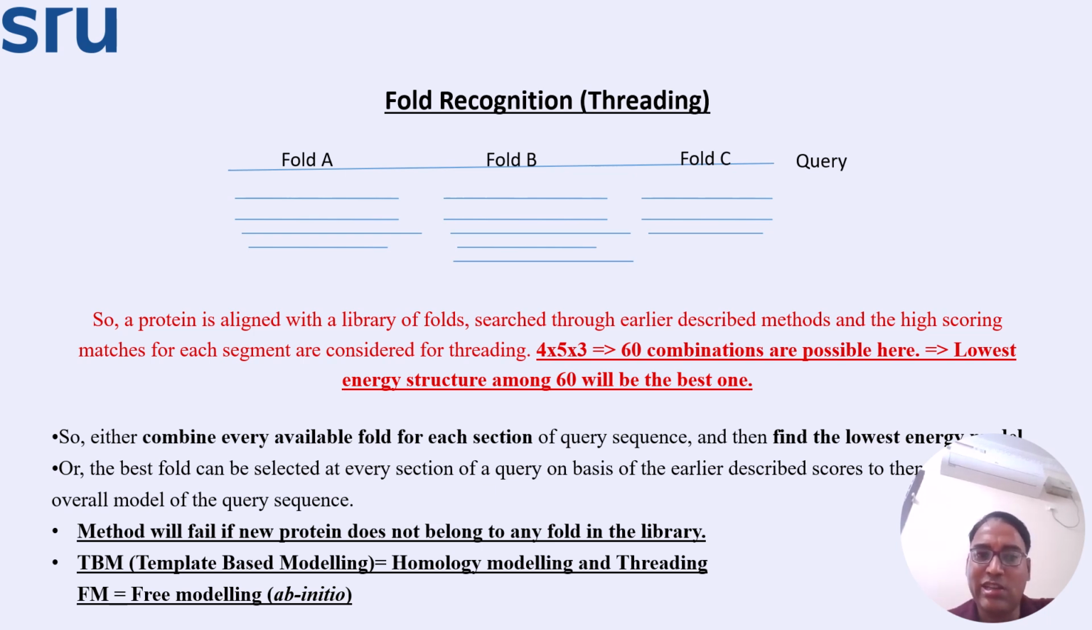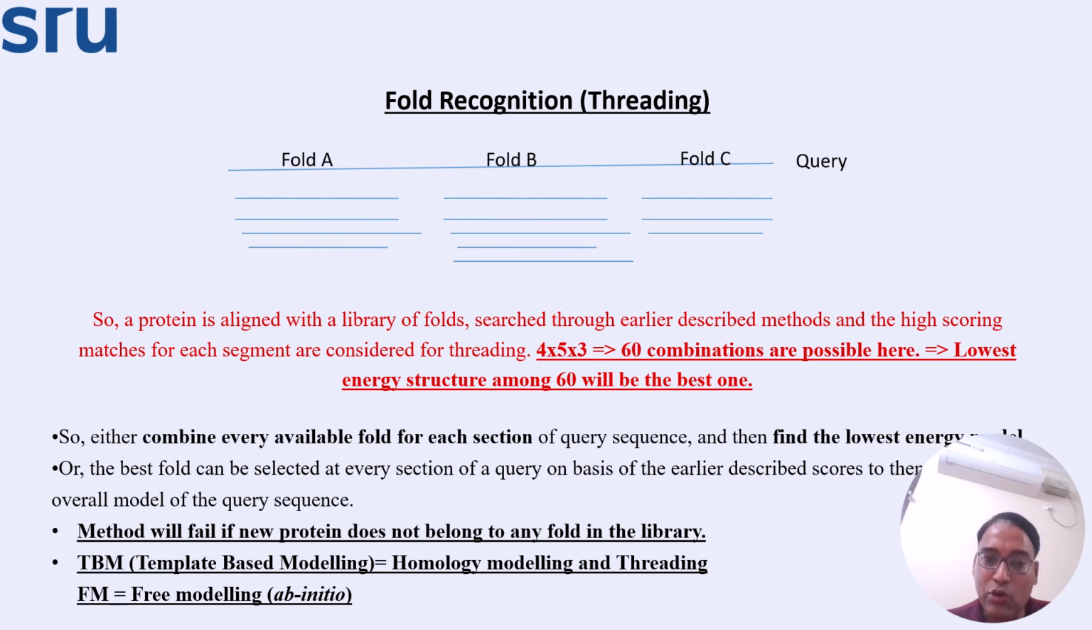Here see how many folds are existing? 1, 2, 3, 4, 5. Here only 3 are there. When I want to build a model using threading, it can give me 60 combinations. Whichever domains are able to pack and link properly are the only ones selected. How? Based on the overall energy, which should be the lowest for the protein model, because protein structures always exist in the lowest energy conformation. I know it already.